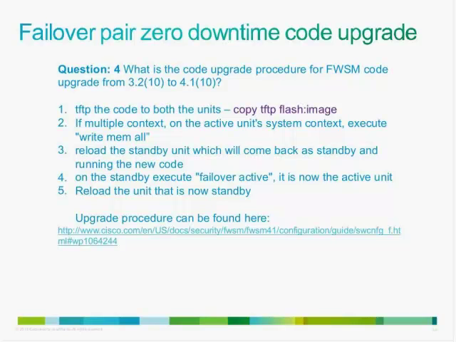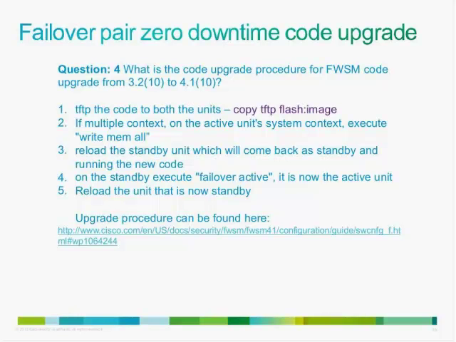And now, what is my upgrade procedure? So the first thing you need to do is TFTP the code to both the units. Very simple command, copy tftp:/ image. And if it is multiple contexts, make sure to go to the active firewall and write mem all. This will save all the context config as well. If this is not multiple contexts, just simple single context, just issue a write mem on the active unit.